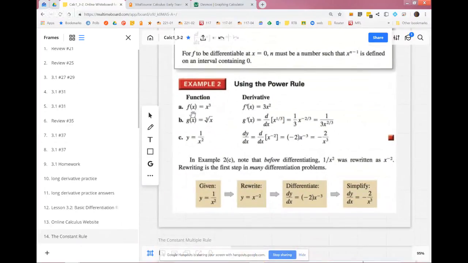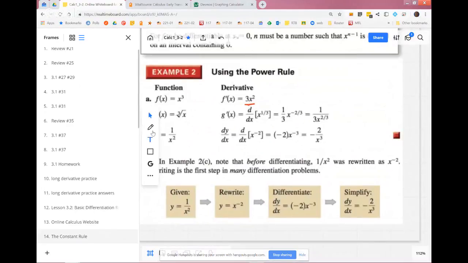Part A. F of x equals x cubed. That's an exponential number. Take that exponent 3, multiply it in front of the function, and reduce the power by 1. So x cubed goes to x squared. Derivative, 3x squared. See, we could use a little bit more size here.